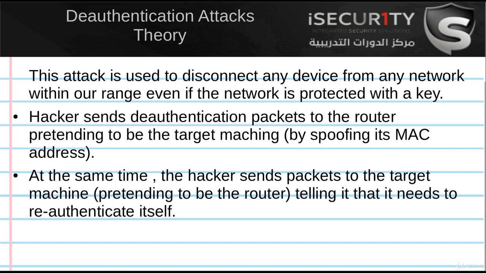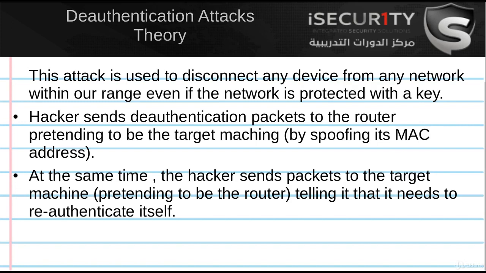At the same time, we're going to spoof our MAC address to the access point MAC address, the router's MAC address, and tell the target client, the client that we want to disconnect, you need to re-authenticate yourself. When we do this, we're going to successfully disconnect the target client. So we pretend to be the target client and tell the access point that we want to disconnect from you. And then we pretend to be the access point and tell the client, you need to reconnect, you need to re-authenticate yourself. When we do that, the connection is lost.